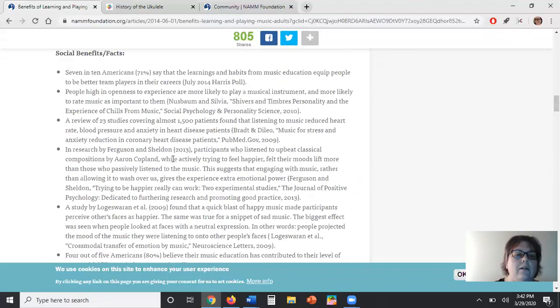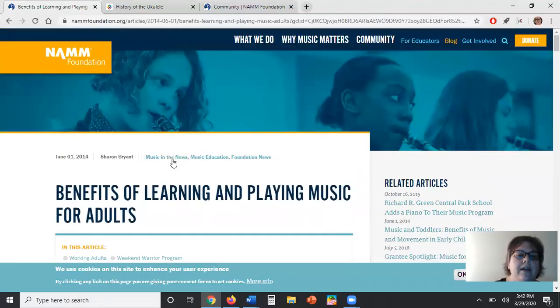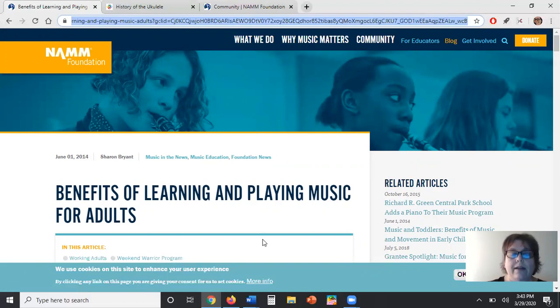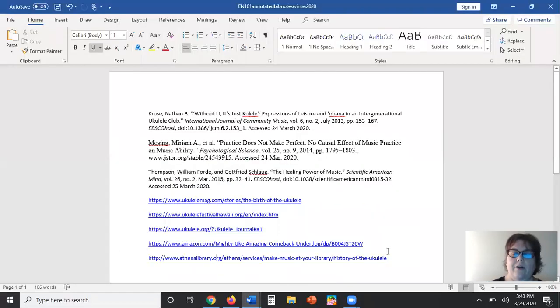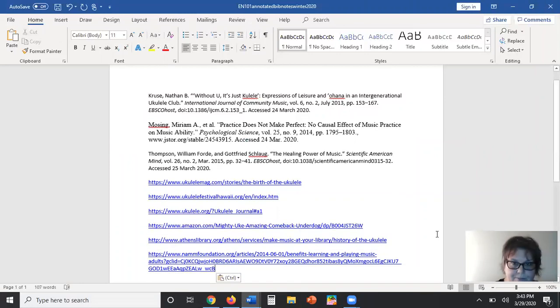It's pretty well researched. And since one of the things I want to look for is the benefits of learning and playing music for adults, like I started this when I was 55 years old, learning the ukulele, I'm going to copy and paste this one in as well. And again, I'm going to come back to these later when I have time and read them all to see if they give me the information that I need, right?